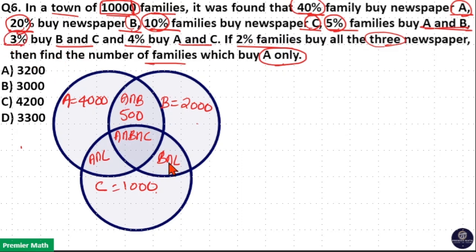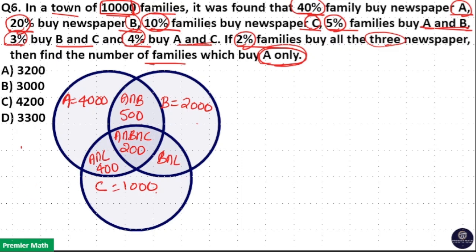Here in B and C there is no A. We need to find out A only. So A is not common in B and C. So leave it. Now 4% buy A and C. A and C is 4% means 400. Now 2% families buy 3 newspapers. That is 2% is this tri-junction, which is equal to 200.